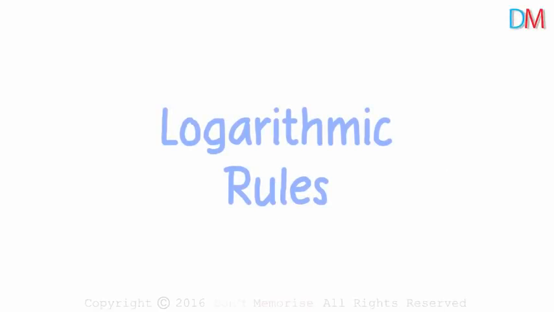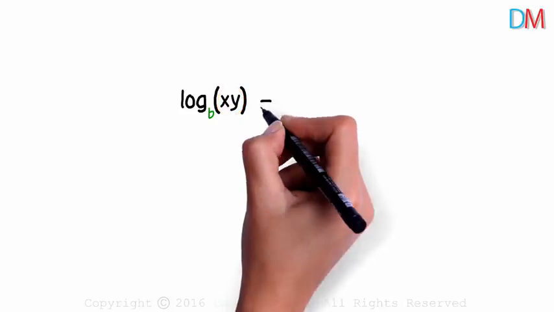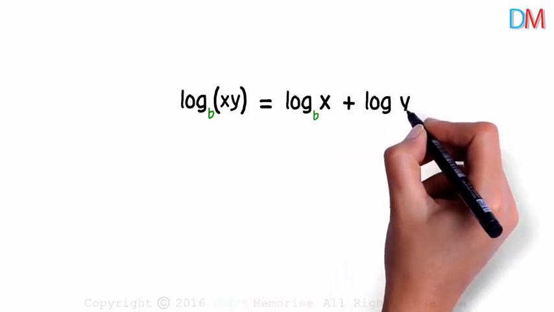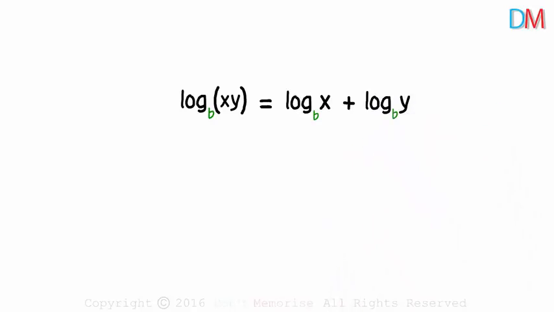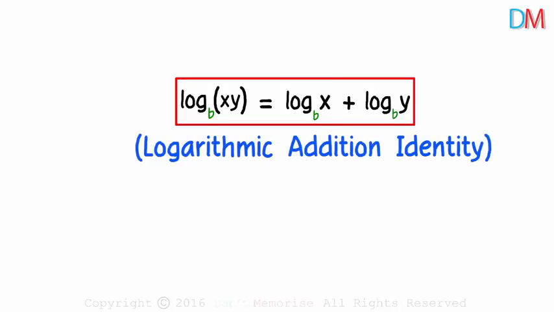There are many rules of logarithms, and out of those, there are 3 which are frequently used. Here's the first one. It tells us about the log of xy to the base b. You see that there's a product inside. So the first rule states that this equals log of x to the base b plus log of y to the base b. Yes, this is the first rule and it's called the logarithmic addition identity.